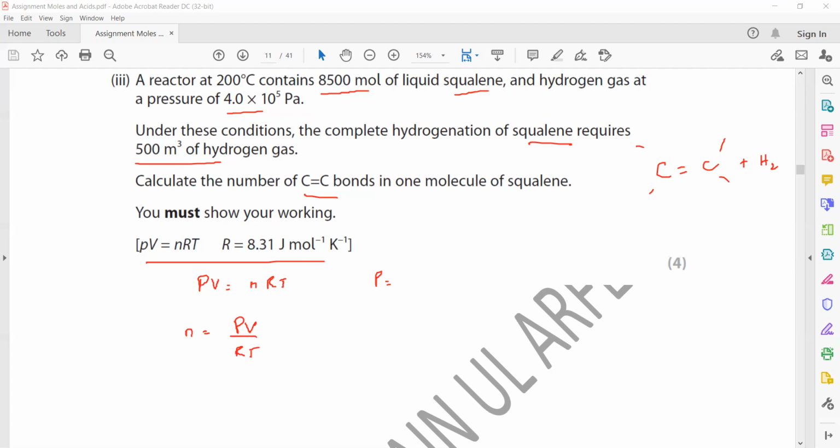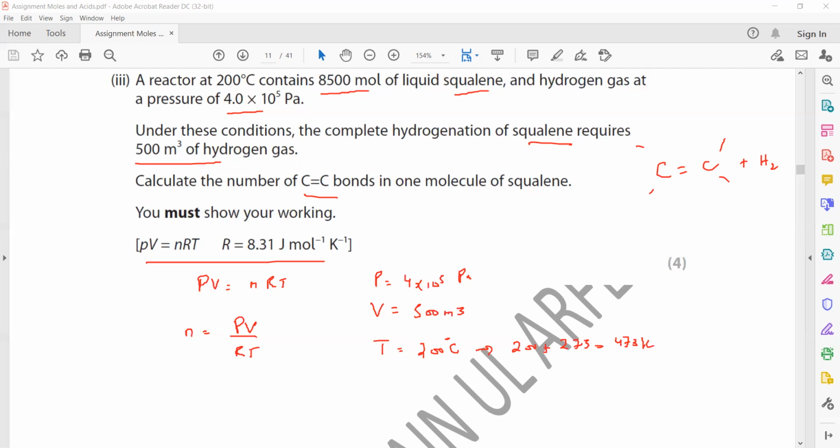The pressure is given as 4 into 10 to the power 5 Pascal. The volume for hydrogen is 500 meter cube already, so we don't have to convert. But temperature is given in degree centigrade, so we have to convert into Kelvin. To convert into Kelvin, we add 273, so 200 plus 273 gives us 473 Kelvin.